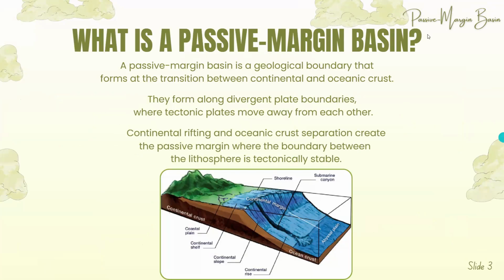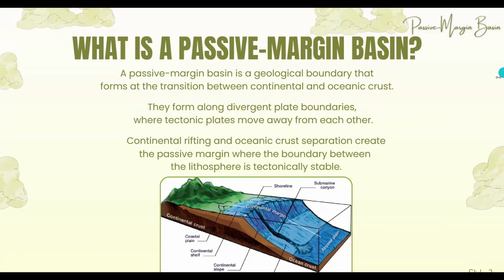Passive margin basins form along divergent plate boundaries, where tectonic plates move away from each other. These margins are typically found on the trailing edges of continents, where the lithosphere transitions from continental to oceanic without significant tectonic activity like subduction or transform faulting.